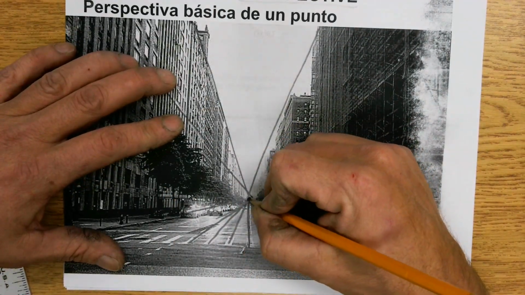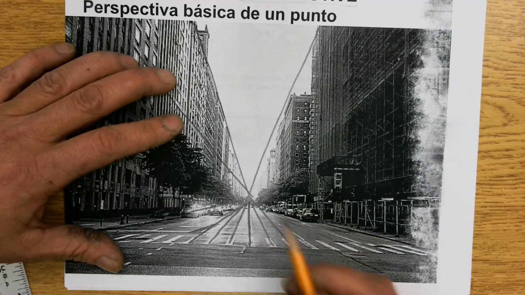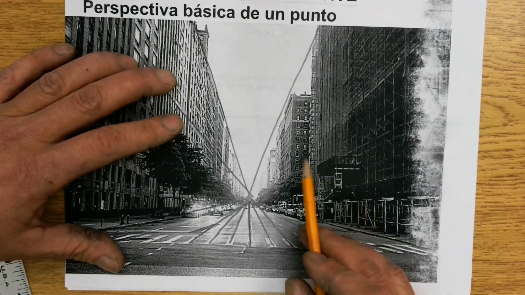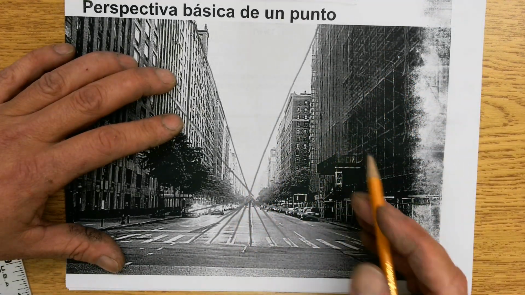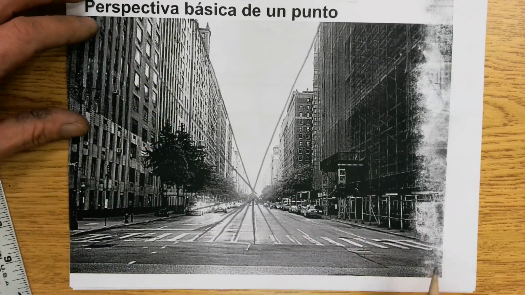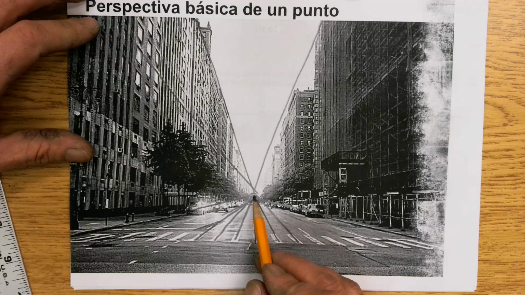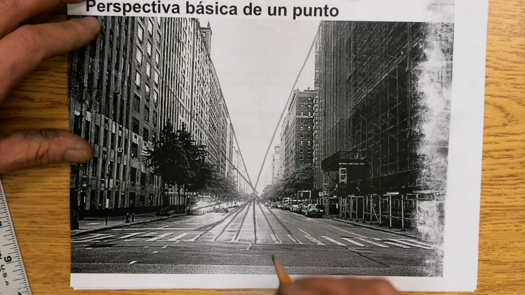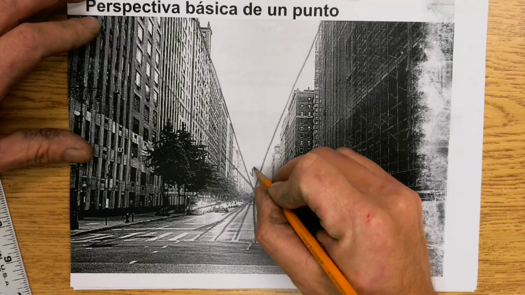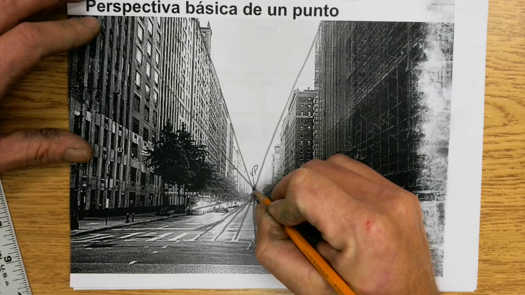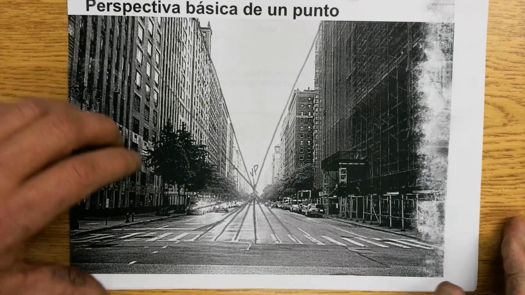This right here is called the vanishing point. So all these lines and buildings and the road and sidewalks and so on, they all seem to just keep going until they disappear or they vanish, and that's why we call it the vanishing point, otherwise known as VP. Okay, and it's usually one single spot.